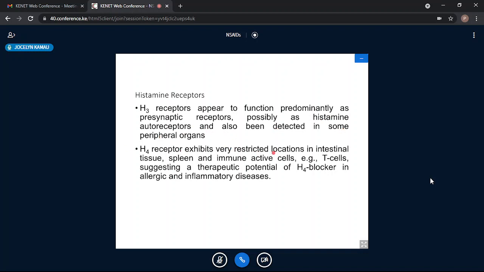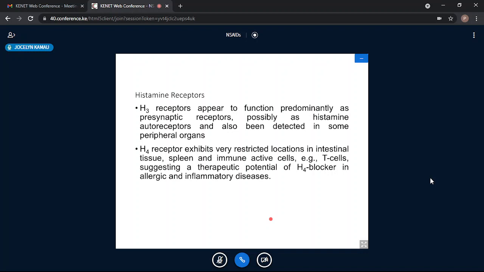H4 receptors exhibit very restricted locations in intestinal tissue, spleen, immune system, T cells, and so on. So we will not be looking mainly at H3 and H4 receptors, but it's important to note that we have the various receptors. We have H1, H2, H3, H4, but the ones we are most interested in are the H1 and the H2, because as we have said, when you block the H1, you are able to block the allergic reaction or the allergic response.